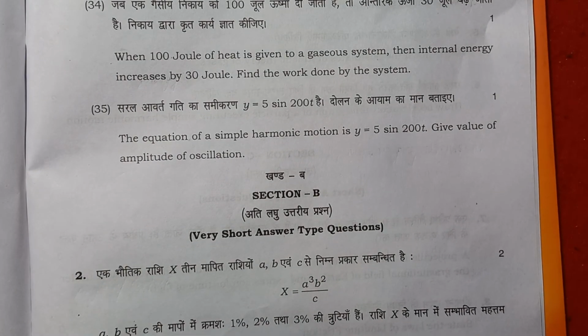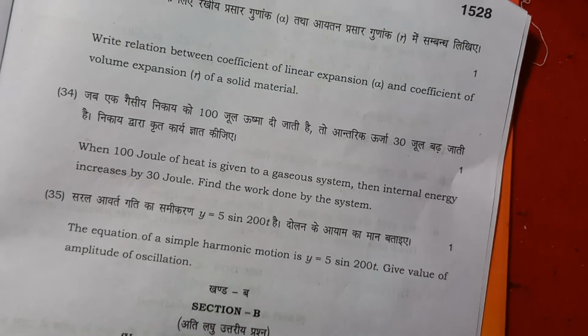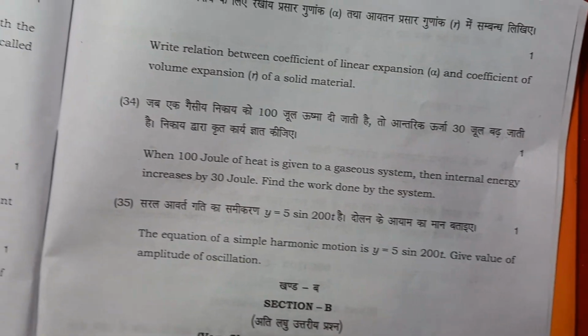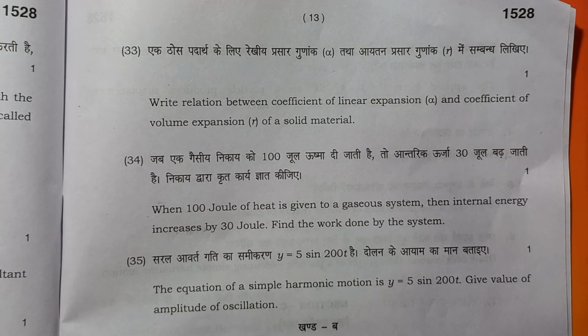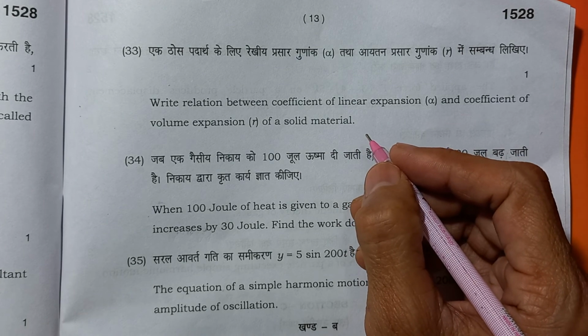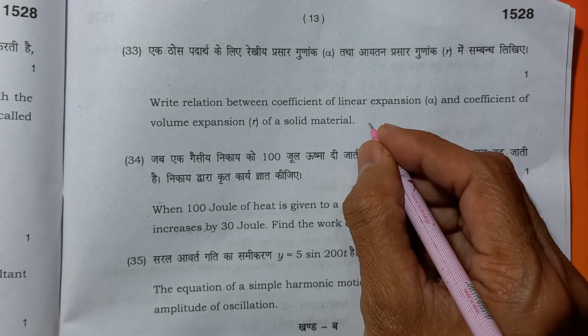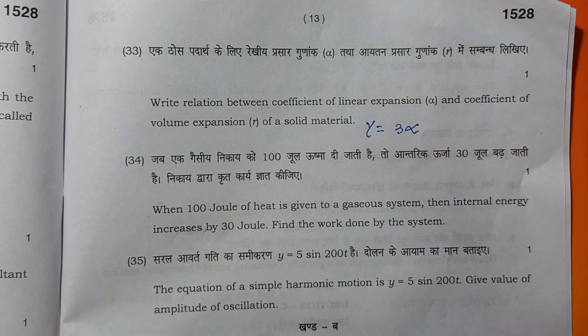Next question, write the relation between coefficient of linear expansion alpha and coefficient of volume expansion gamma of solid materials. The right relation will be gamma equals 3 alpha.